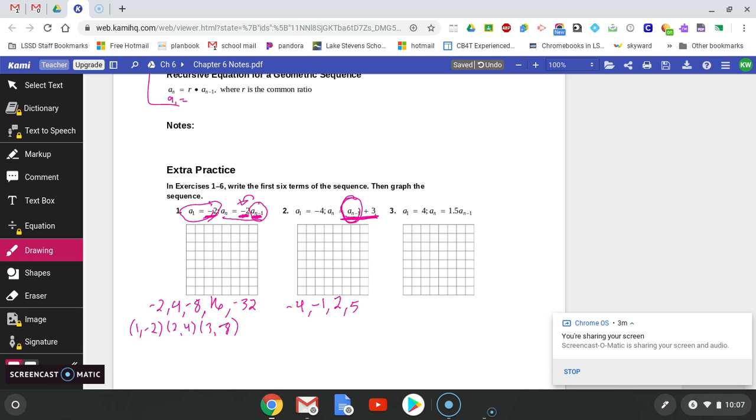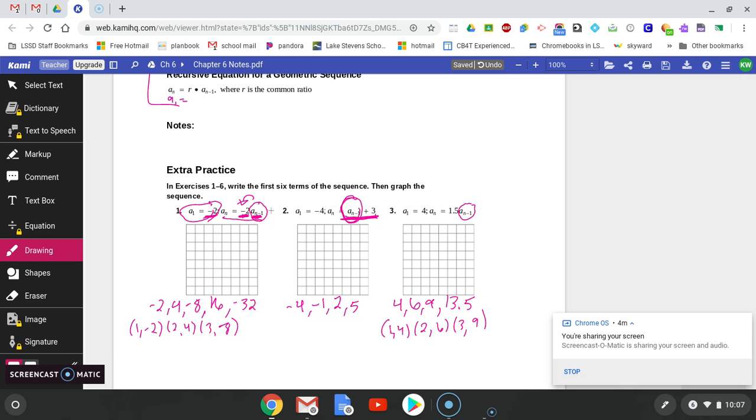So try number 3. Okay, so we know our first term is 4. Then it says we're taking that term and we're multiplying it by 1.5. So our next one would be 6. Then our next one would be 9. We're multiplying that by 1.5, so we get 13.5. And we could keep going as far as we needed to. And again, if I'm graphing them, it's always 1 comma your first number, 2 comma your second number, 3 comma your third number, and so forth.